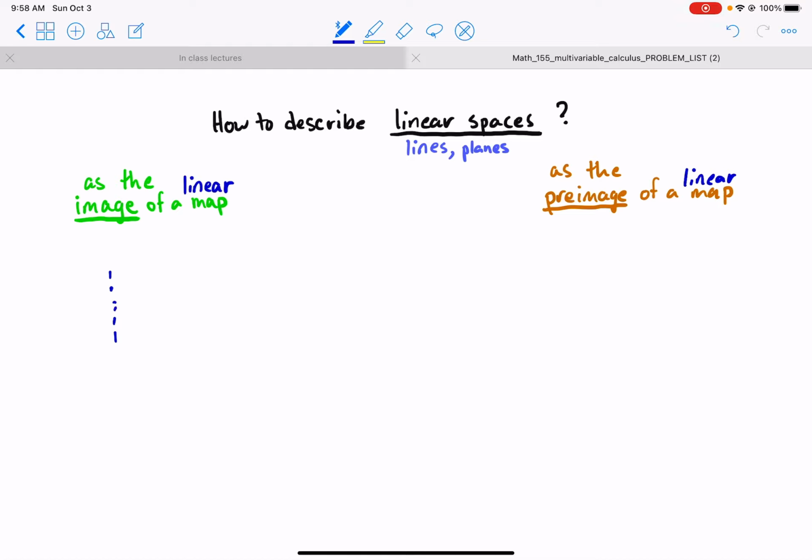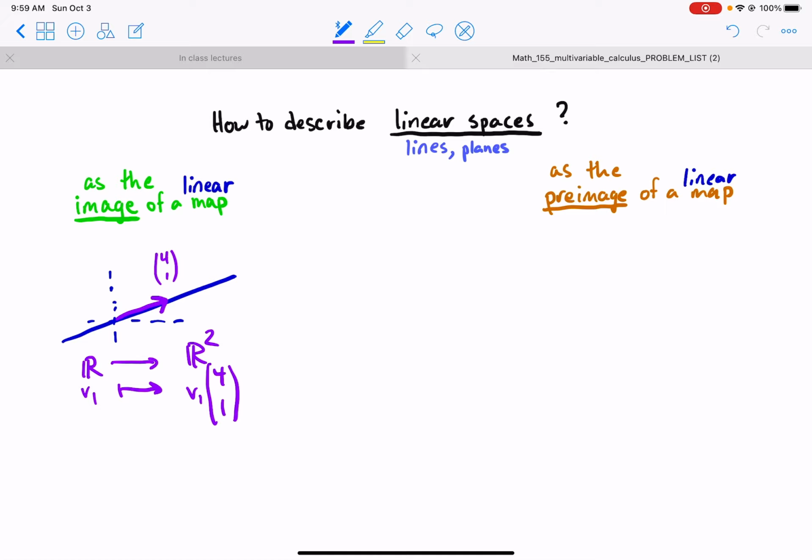Let's say I'm in the plane and I have this line, and I want to describe it as the image of a map. What I do is I just pick any vector along that line. Let's say this is the vector (4, 1). Then I have the map, let's say v1 goes to v1 times the vector (4, 1). So this is a real number I'm thinking of, and it goes to R2. The image of this map is the set of all the outputs when I plug in every possible input. And that means I take every possible scalar multiple of that vector and it gives me the line.